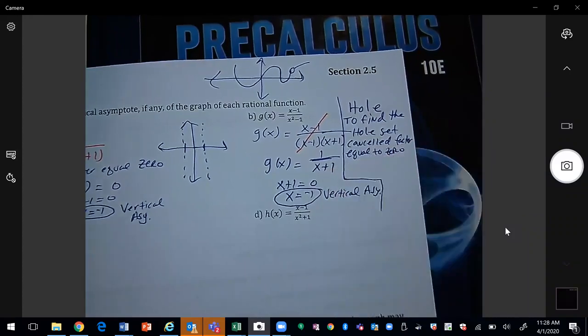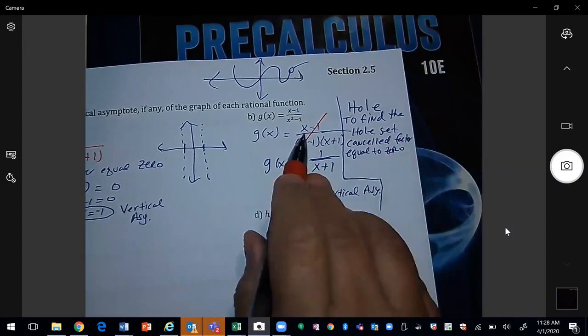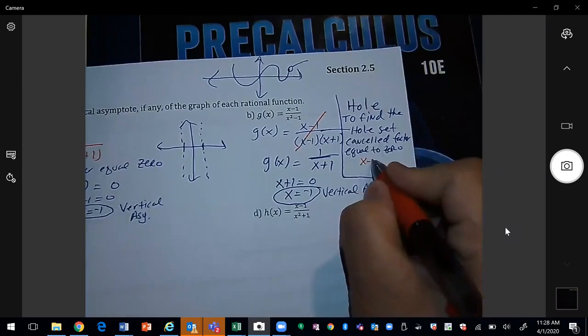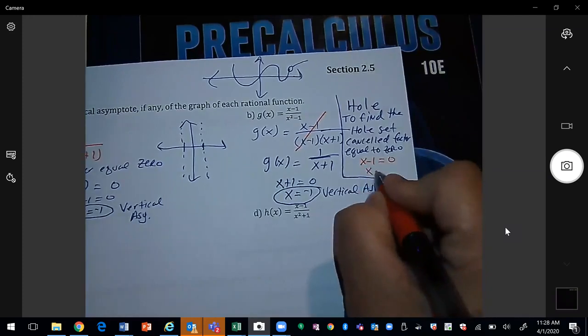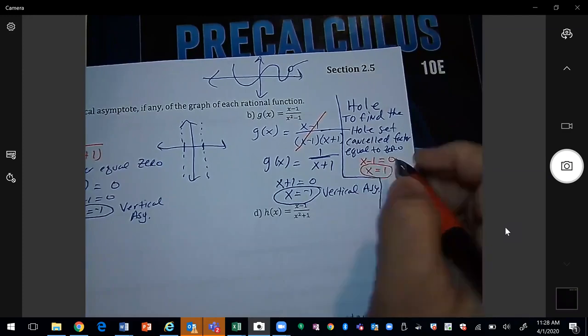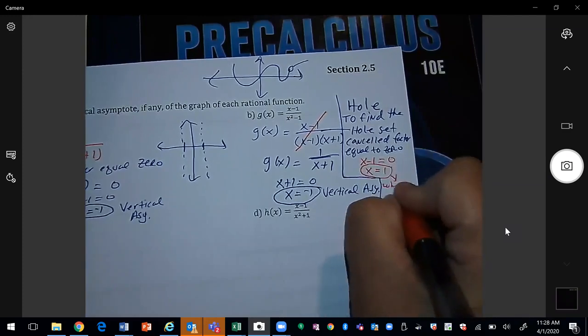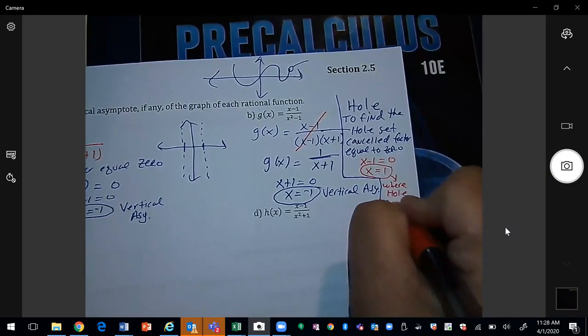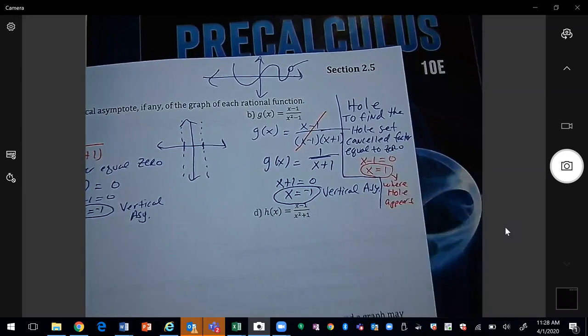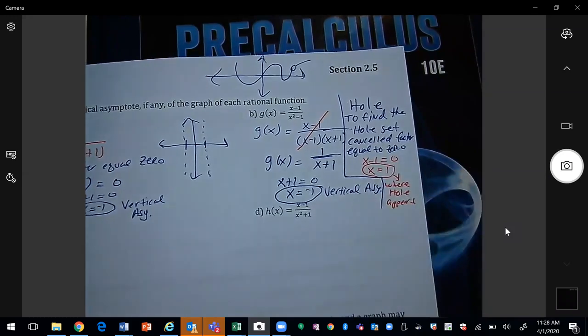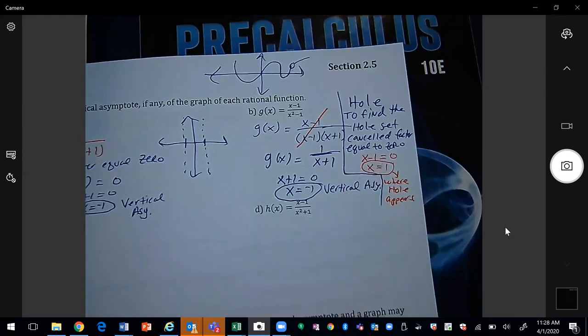And solve for x. So in this example, our canceled factor was x minus 1. So I'm going to set it equal to 0. So this is where the hole appears. Okay? But we want to know the exact location on the graph, so since we already know what x is, we need to find out what y is.